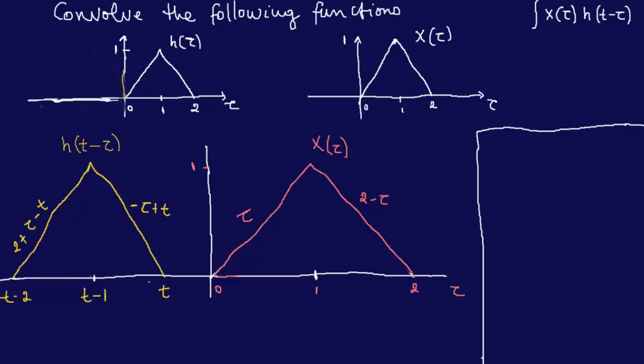So we can start shifting now, because we are maintaining x of tau, and we are shifting this. So if you shift it by t, there's no overlapping. So when t is negative or whatever, there's no overlapping. So I'm going to skip that part. And so let's start moving it to the right. So let me erase that part and start moving it to the right.